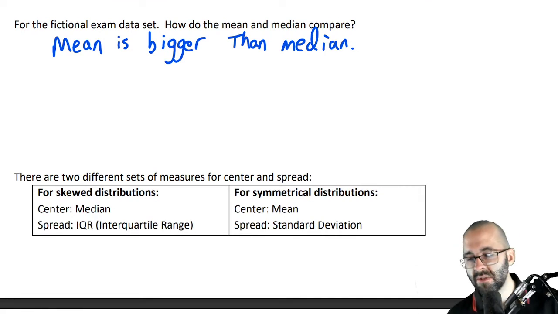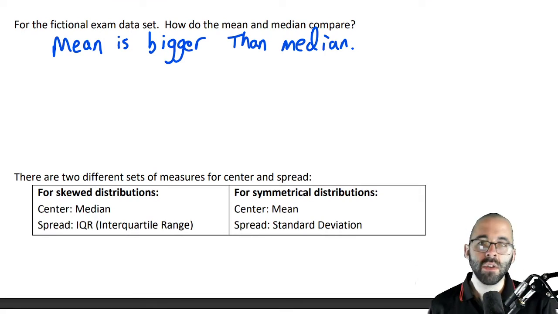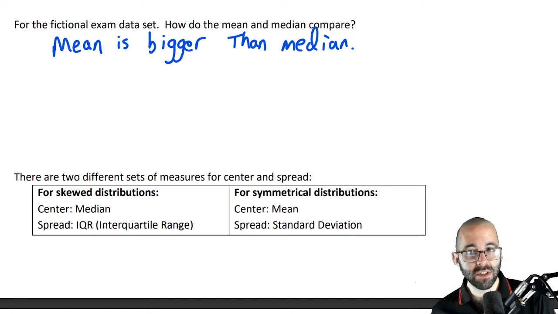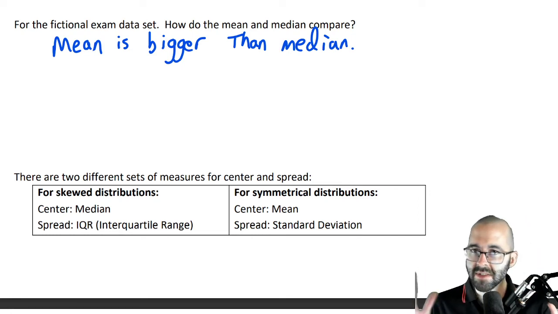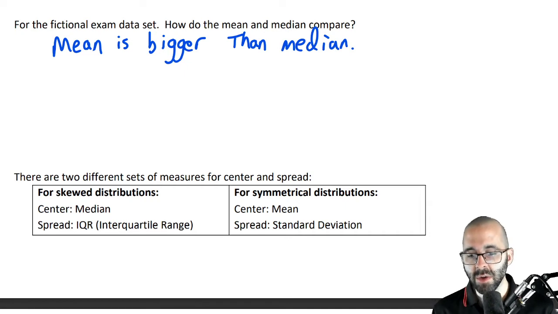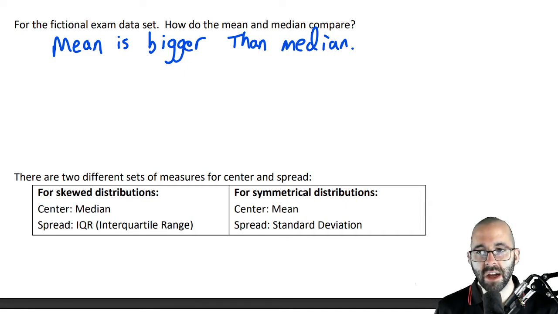So the conclusion for this video right here is that we use two different sets of measures, depending on whether we're talking about symmetric distributions or skewed distributions. We've only talked about the center so far, but in the next video, we'll talk about the spread, which is interquartile range and standard deviation.